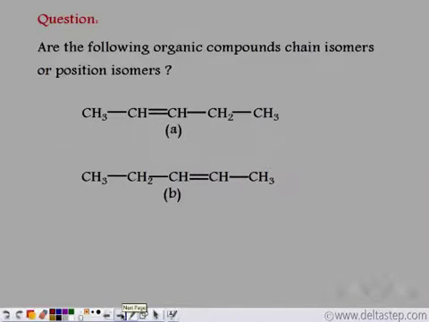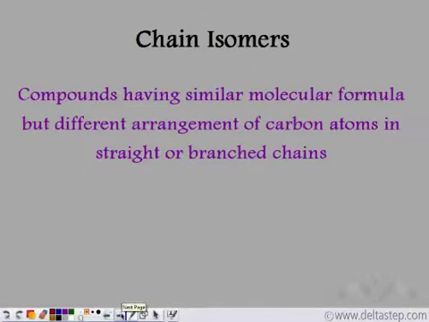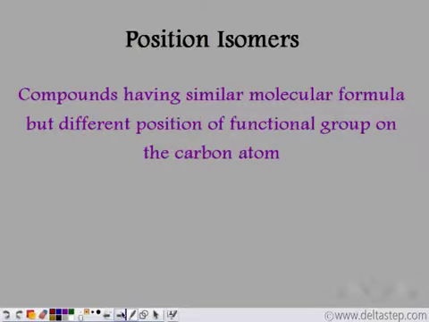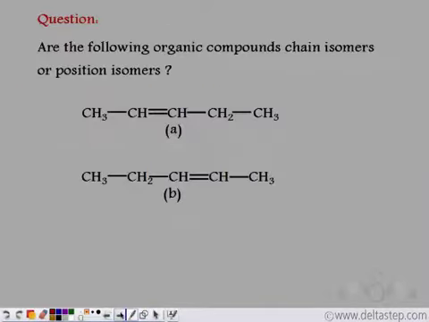So we are given 2 organic compounds, A and B. What type of isomers are they? Are they chain isomers or position isomers? Let's recall the definitions. We know the chain isomers are organic compounds having the same molecular formula but a different arrangement of carbon atoms in the straight or the branch chains. The position isomers are the organic compounds having the same molecular formula but different position of functional groups in the organic compounds.